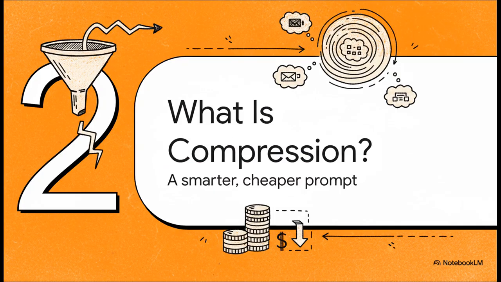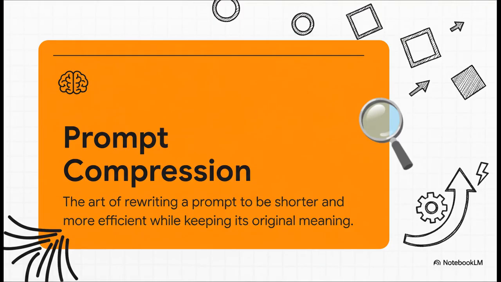Okay, so if long, rambling prompts are the problem, then what in the world is the solution? Well, welcome to Section 2, Prompt Compression. This right here is the simple secret to writing smarter, more effective, and, you guessed it, cheaper prompts. Now, I want to be clear. Prompt compression isn't just about deleting words for the sake of it. No. It's an art. It's the art of rewriting a prompt to be as lean and efficient as possible, making sure that your core message doesn't just survive, but actually becomes clearer and more powerful in the process.